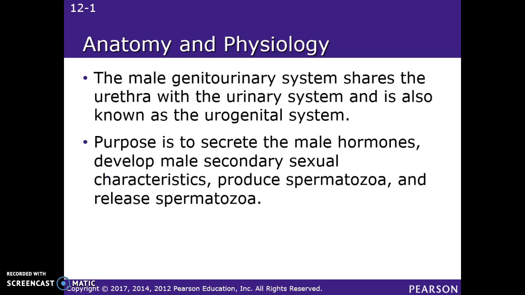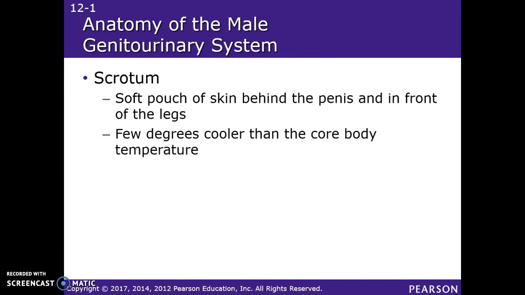And because the male reproductive system also shares the urethra with the urinary system, that's why it's called the urogenital system. So the idea is that we kind of use the same parts and pieces to do multiple things in the male reproductive system. So that's why it's referred to that way. Obviously, the reproductive system itself is used to secrete male hormones, develop those male sexual characteristics, produce and release sperm, all of those types of things.